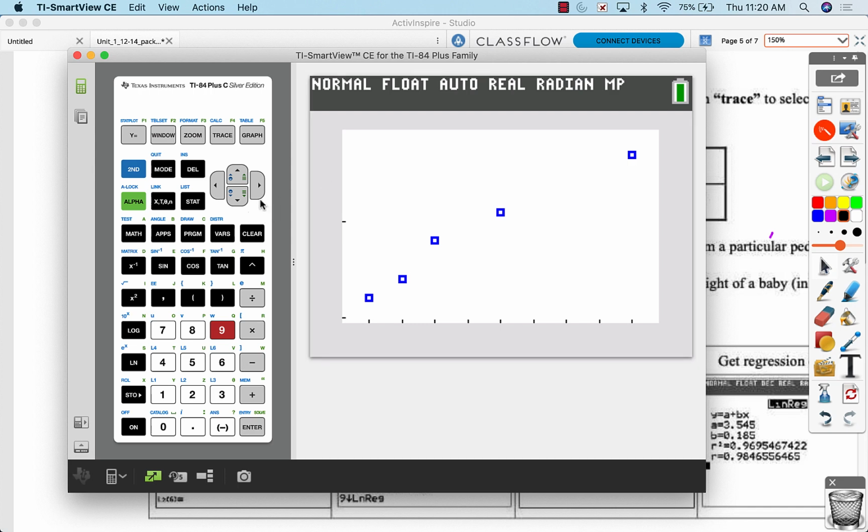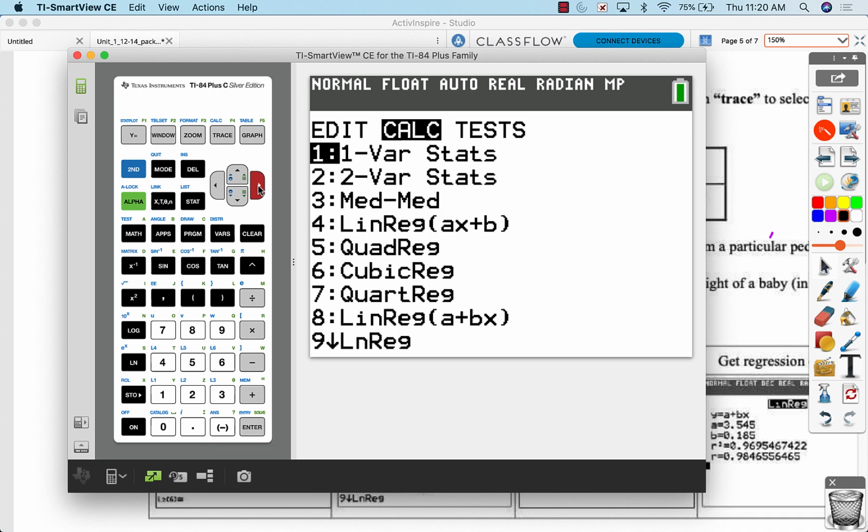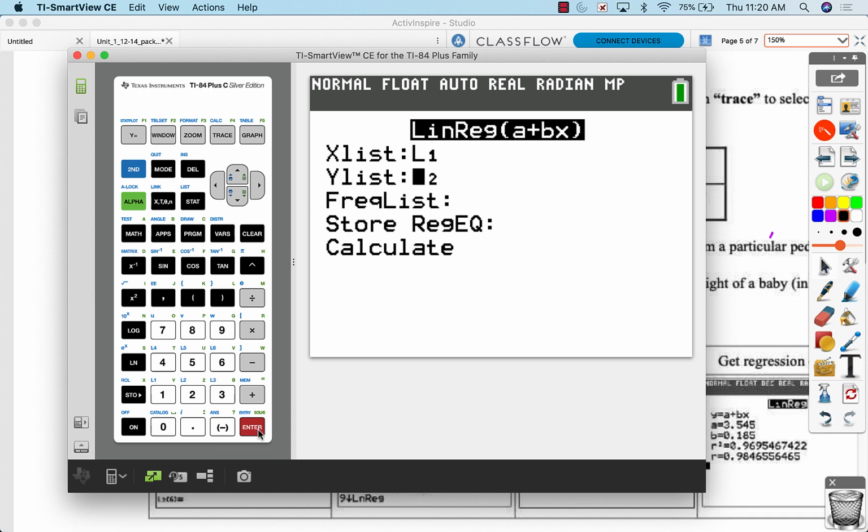Now this part's all in your notes. We want to get the equation for this. So you hit the stat button, go to calc and go to number 8. Scroll down, or you could hit the 8. A plus bx. You click that.